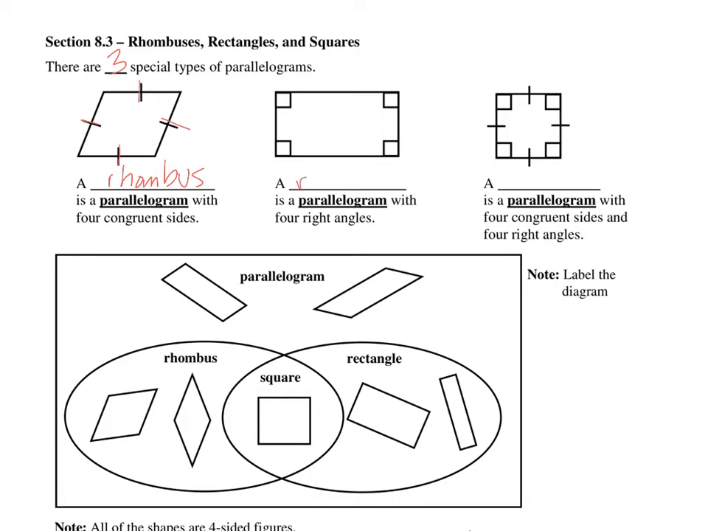Now, a rectangle is a parallelogram with four right angles. If you take both of those properties and you combine them, you get a square.